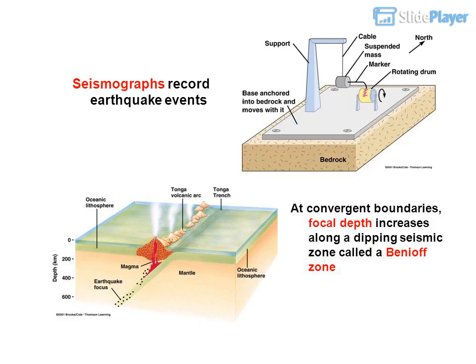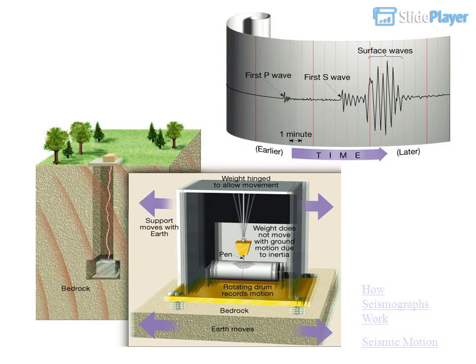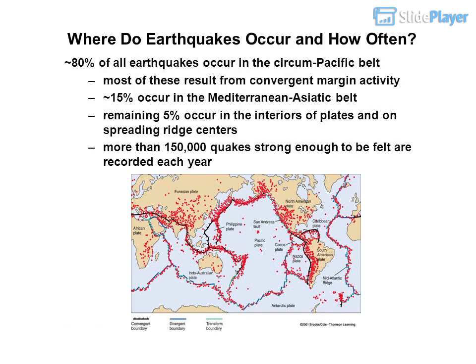Seismographs record earthquake events. At convergent boundaries, focal depth increases along a dipping seismic zone called a Benioff zone. How seismographs work. Seismic motion. Where do earthquakes occur and how often?